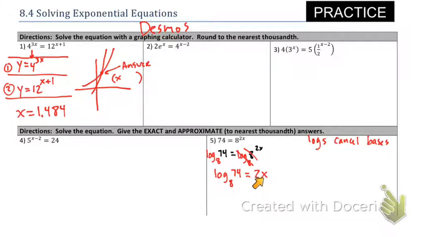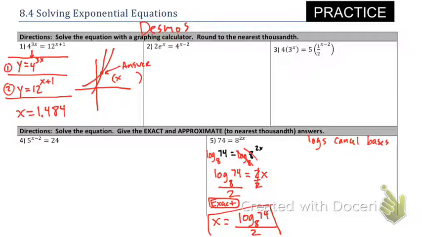So I want to solve for x. To get x by itself, I'm going to divide both sides by 2. Okay, so my exact form is actually this. So here's the exact answer. It's going to be x equals log base 8 of 74 all divided by 2. So this is my exact answer.